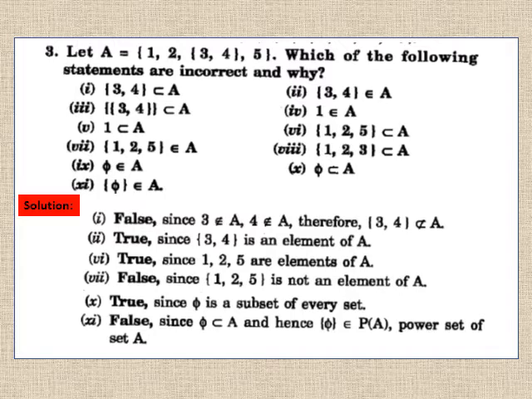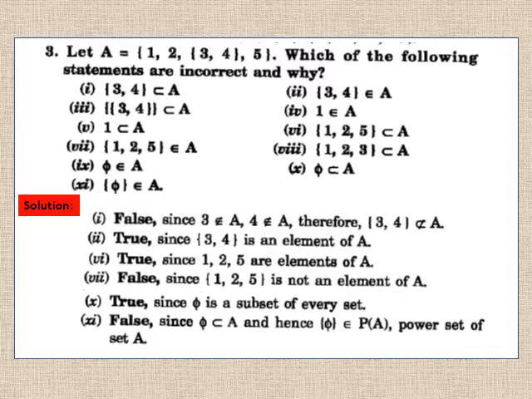Next I have solved the sixth for you. Sixth is {1, 2, 5} is a subset of A. Yes, because the elements 1, 2, 5 are present in the set A. So {1, 2, 5} is a subset of A. It is true. Seventh is {1, 2, 5} belongs to A. So this is false. Set {1, 2, 5} does not belong to A. Elements 1, 2, 5 are there, but the set {1, 2, 5} is not there. So this is false. Remember the difference between belongs to and subset.